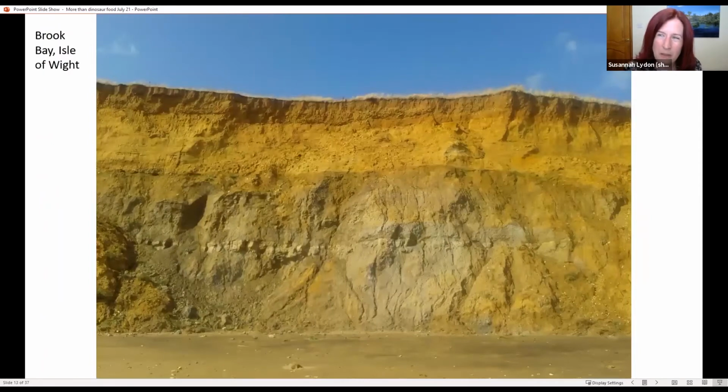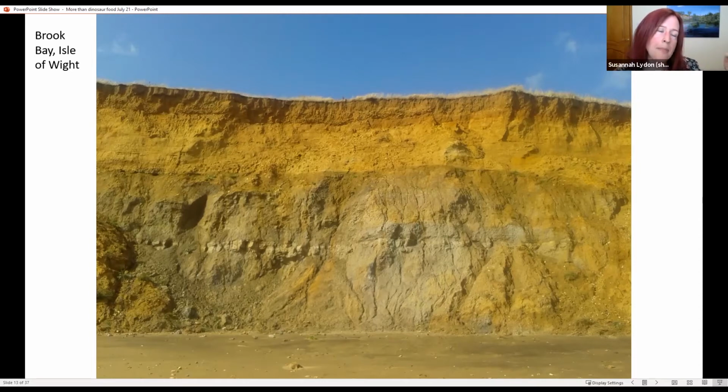And if we move a little bit further forward, again, not too far from Lyme Regis and not too far from Dorset, if we cross the Solent and go to the Isle of Wight, we're now in the Lower Cretaceous. If you look at the cliffs on Brook Bay, it's difficult to make them out in that picture, but we have plant debris beds.